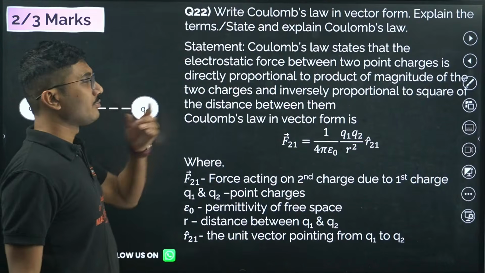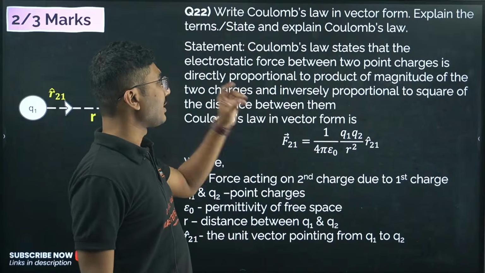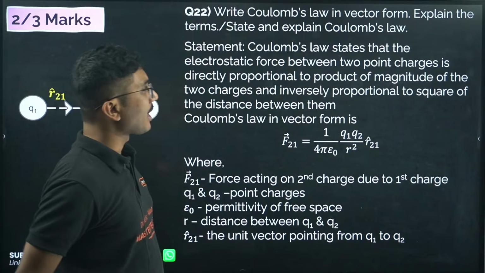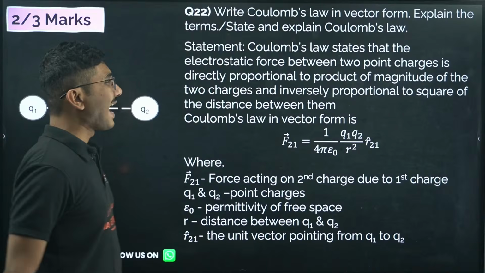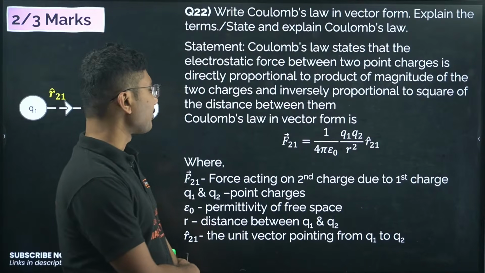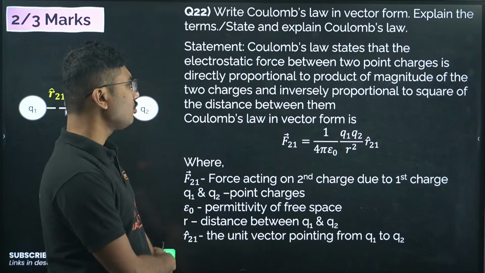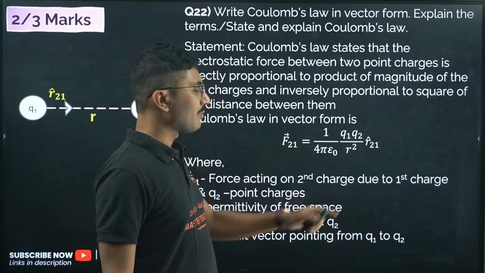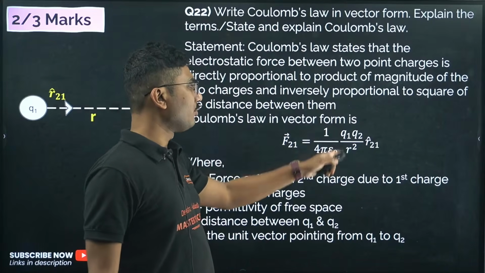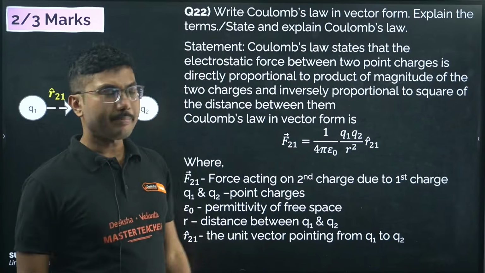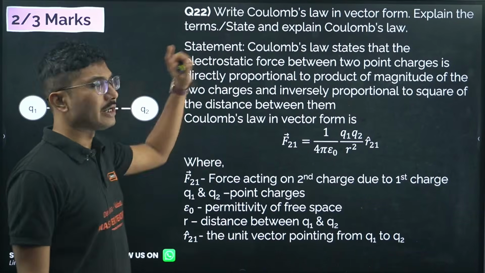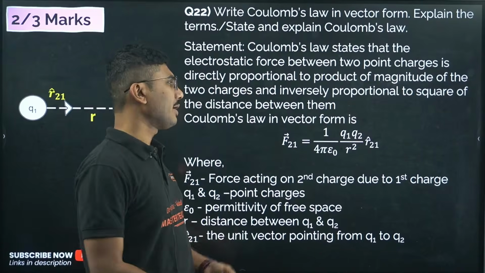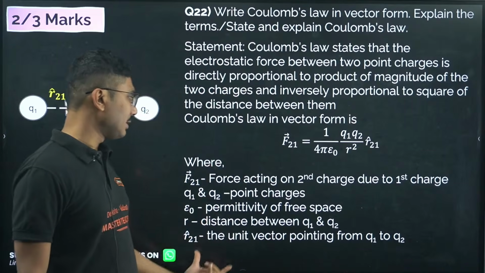Okay, so Coulomb's law states that the electrostatic force between 2 point charges is directly proportional to the product of the magnitudes of the two charges and inversely proportional to the square of the distance between them. Coulomb's law in vector form is F21 vector equals 1 by 4 pi epsilon naught, q1 q2 by r square, r cap 21. Now if it is only Coulomb's law, vector notation is not necessarily required, but if you are writing it, you have to explain the terms as well.